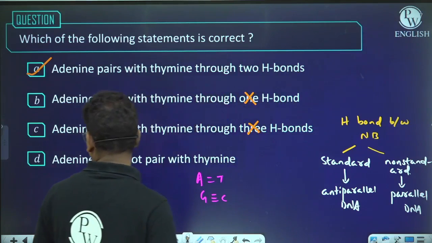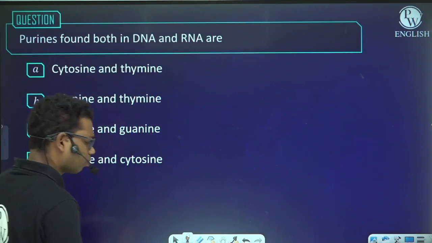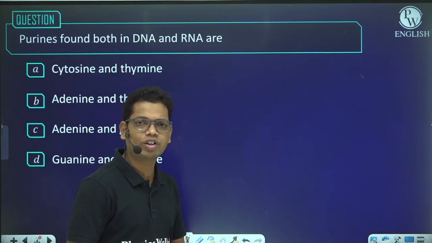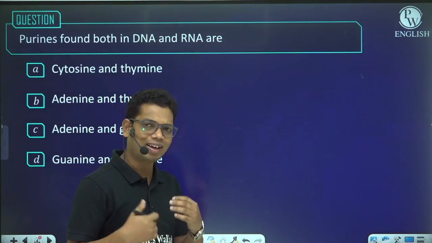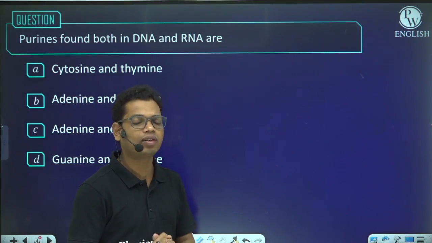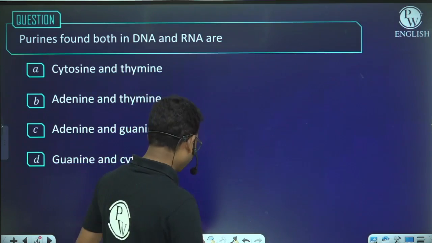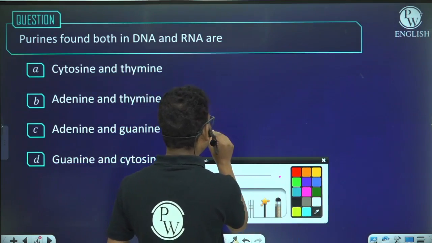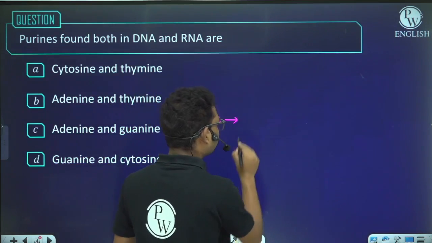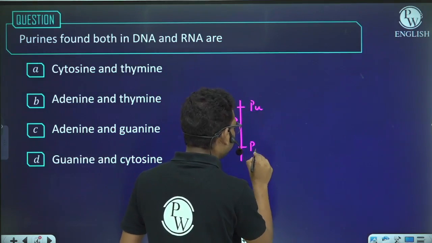Now next, purines found in both DNA and RNA. What is purine? Purine is basically a nitrogenous base. Actually, in a DNA or RNA nucleic acid, we have 2 types of nitrogenous bases. What are those? Let me write over here that the nitrogenous base is of 2 types. One is purine and second is pyrimidine.